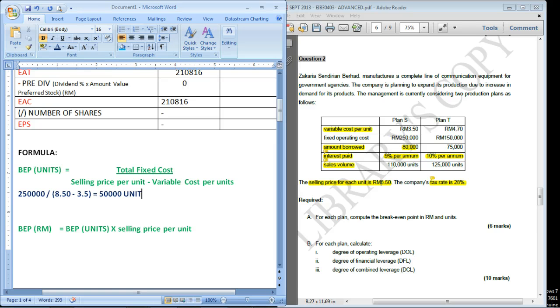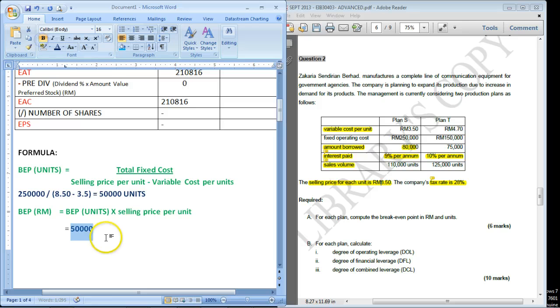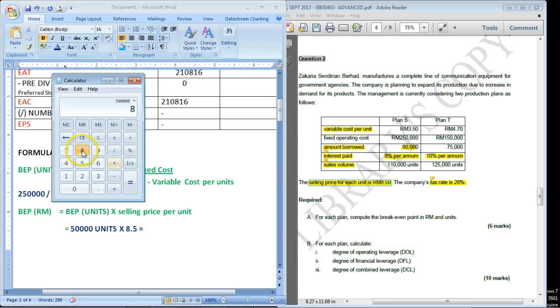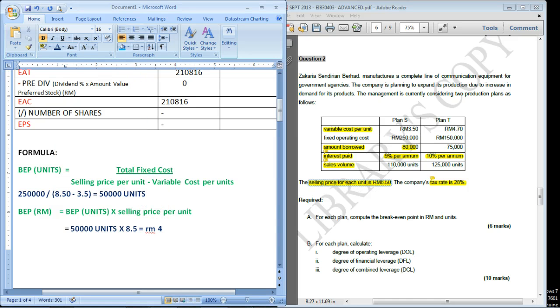Please write the unit. Most of the students answer only this, but it's compulsory to calculate in RM. So the answer you got just now, 50,000 units, times your selling price of 8.5 per unit. Then you get your answer: 425,000 RM.